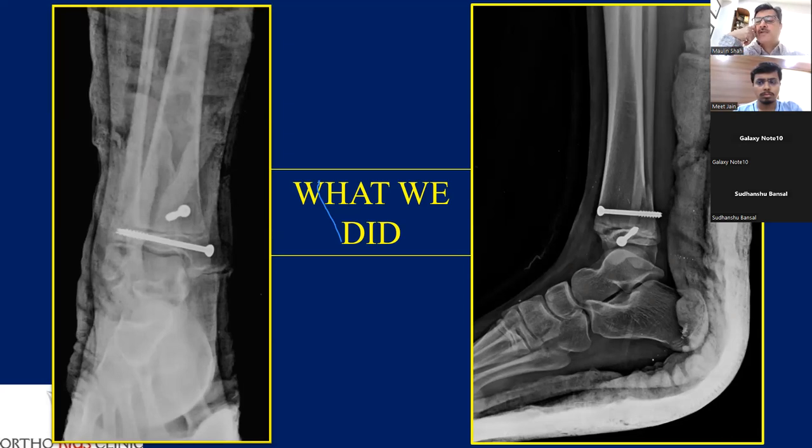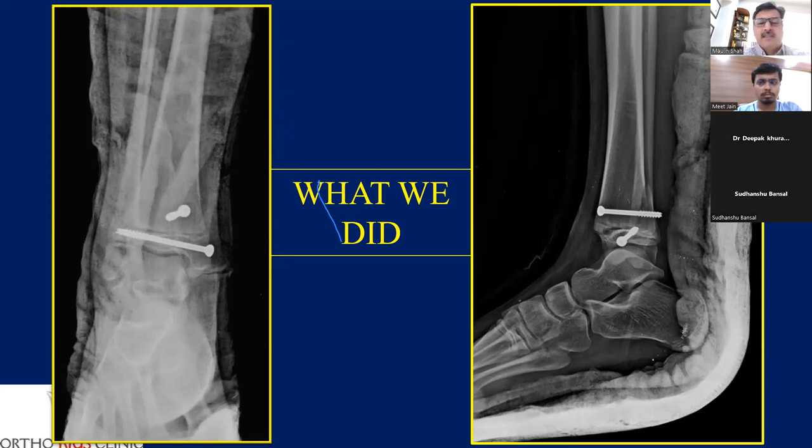But so Deepak or Sudhanshu, do you go from posterior to anterior or anterior to posterior? Whenever it requires an open reduction, I prefer posterior to anterior. Sometimes, really, this was a closed reduction, no? We are not doing an open reduction. For closed reduction, the best method is to go from anterior to posterior. Yeah. So, and you are happy with this X-ray?